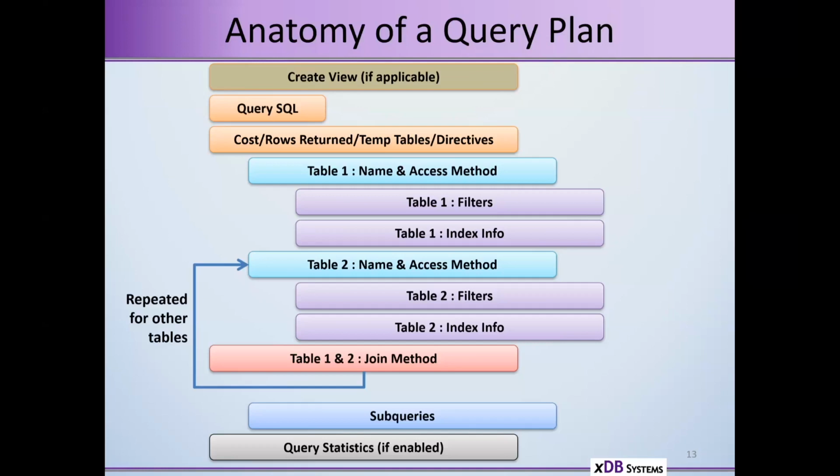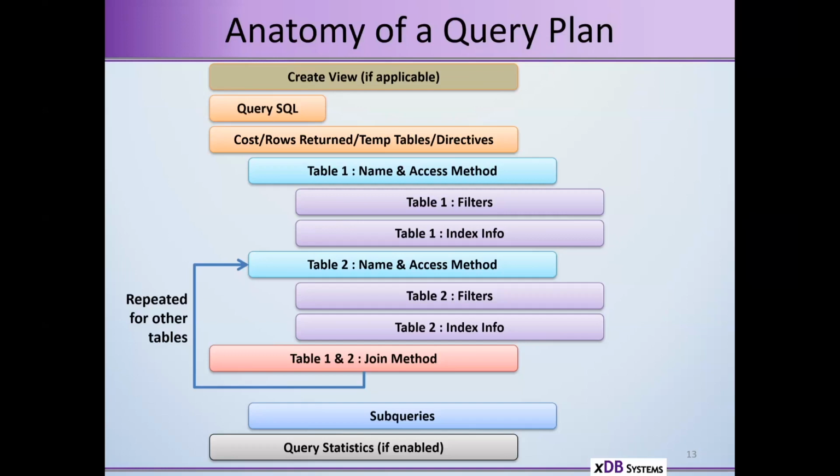Then filters applied, if any have been used while accessing that table, will be shown, followed by index information. If an index was used to retrieve the data, it will give you the name of the index and other information about the index. So that's the first table hit, and that will be followed by your second table. Same information, the name, how it's accessed, indexes, filters, and so on.